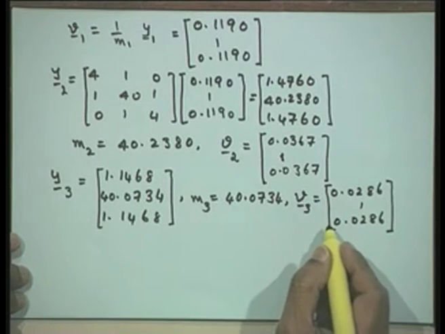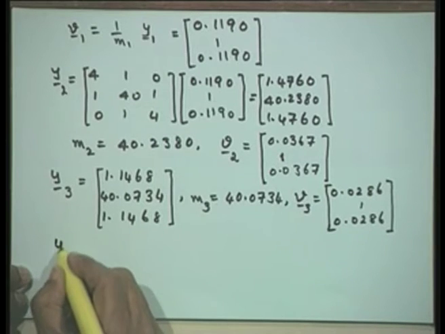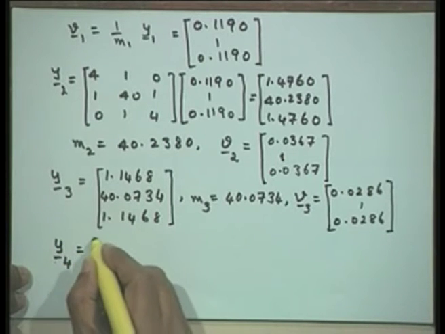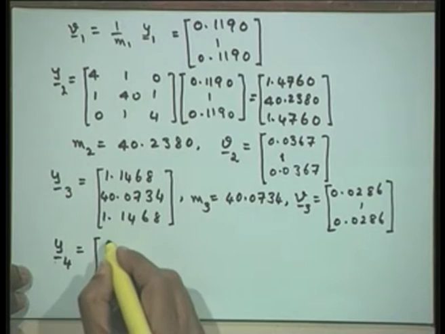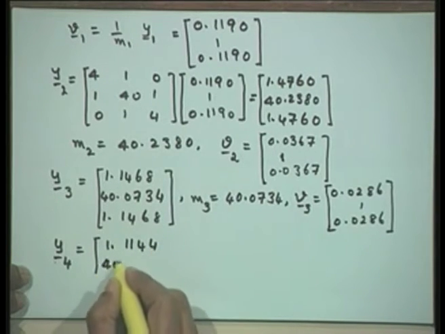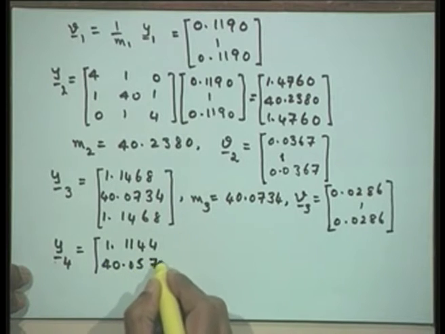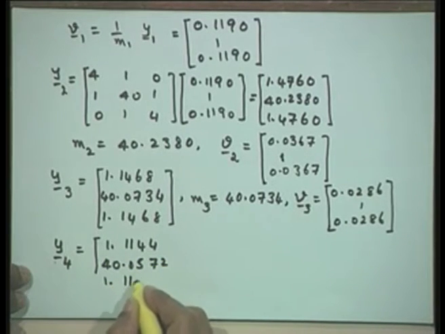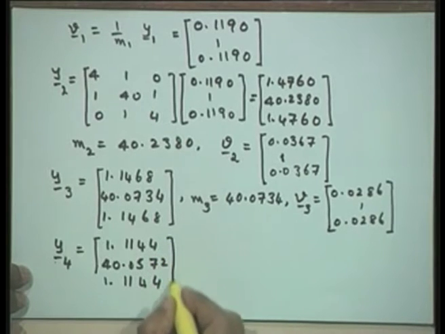This completes our third iteration. So, let us go to the fourth iteration. The fourth iteration gives me 1.1144, 40.0572, 1.1144.